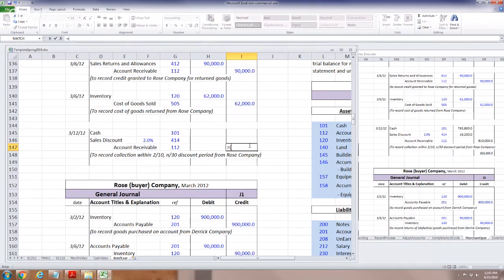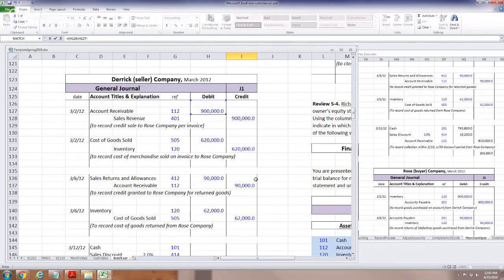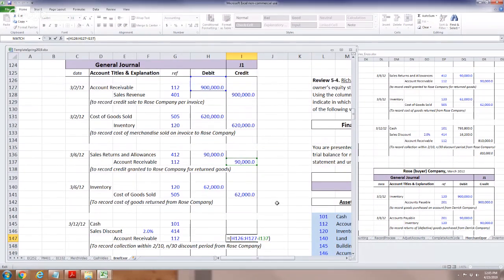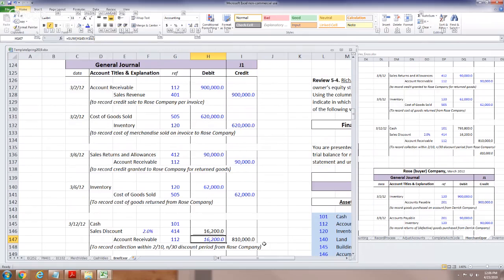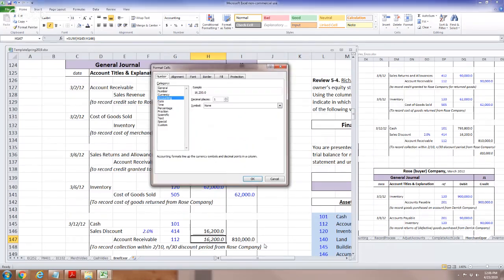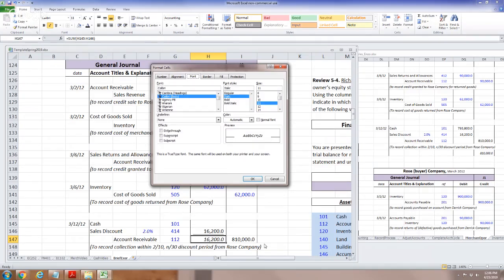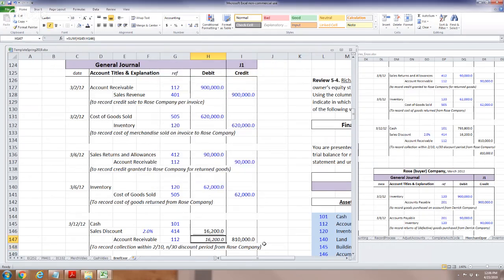So the receivable is equal to the 900,000 minus what was returned, which is the 90,000. Again, I subtract the actual receivable. And then you have a 2% discount on that. I've been doing little checks here to make sure of all this. Up here, obviously, the cash is the difference after taking off the discount. It sums up to $810,000.